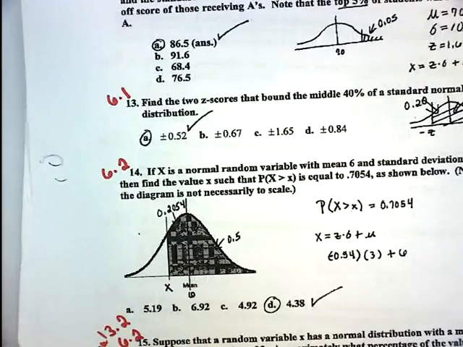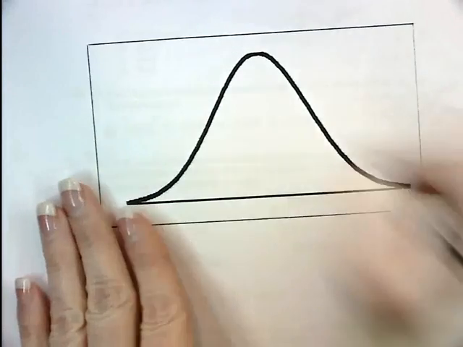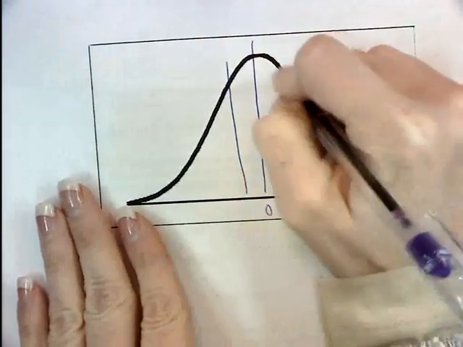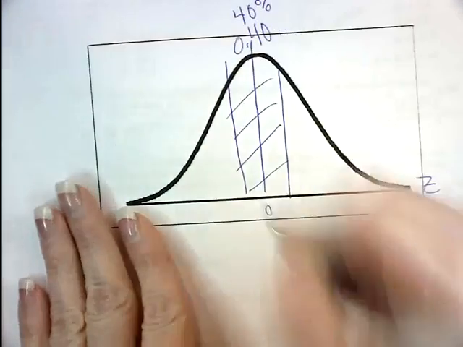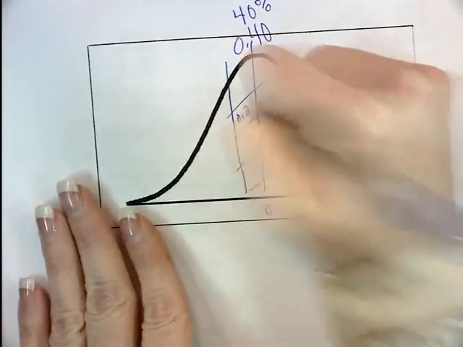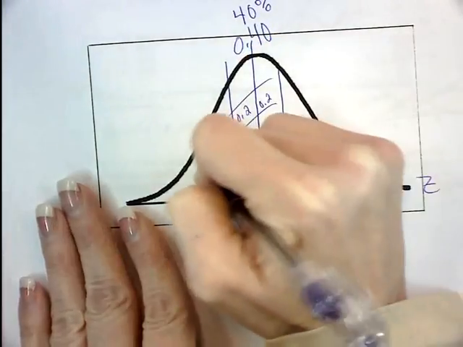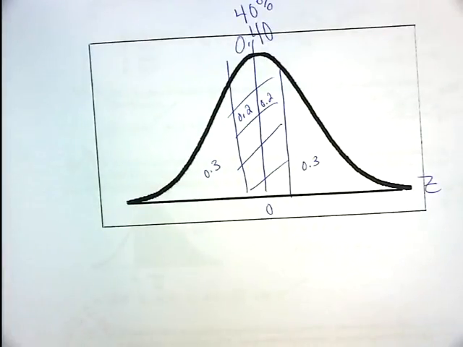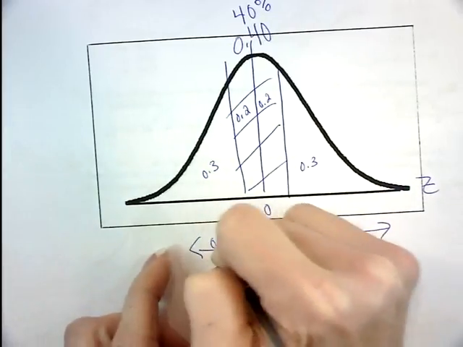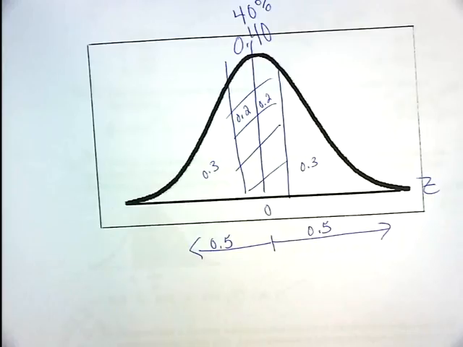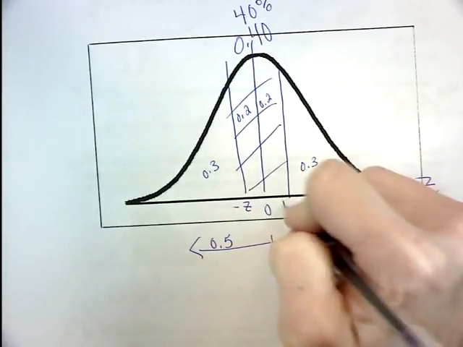Problem number 13. Find two z-scores that bound the middle 40% of the standard normal distribution. Okay, this is a basic problem. Bound the middle 40%. So this is 0.40 or 40%. By symmetry, this is 0.2 and this is 0.2. The right tail is 0.3 and the left tail is 0.3. 0.3 plus 0.2 is 0.5. So by property, I have 50% above and 50% below the mean of 0, and the total area under the curve is 1. So I'm looking for this negative z and this positive z.